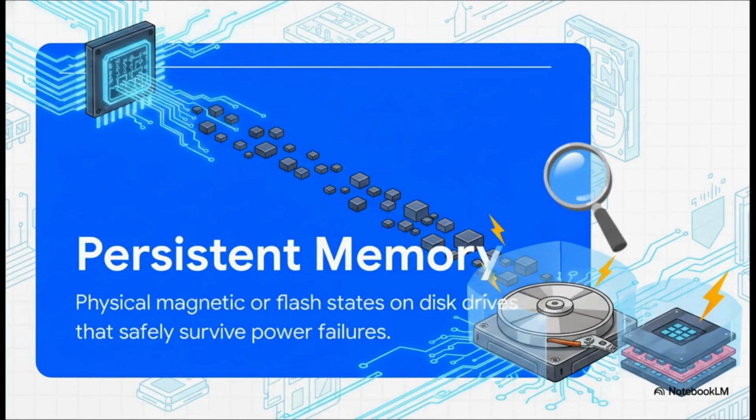So to really anchor our understanding here, we first have to define where that data actually goes to live long-term. We're talking about persistent, permanent memory. Unlike the temporary electrical charges used by your computer's processor, persistent memory relies on physical magnetic states on a hard drive or trapped flash states on a solid-state drive, an SSD. We're talking about an actual physical or structural change on the disk itself. Once your data is written here, it safely survives shutdowns, reboots, you name it.